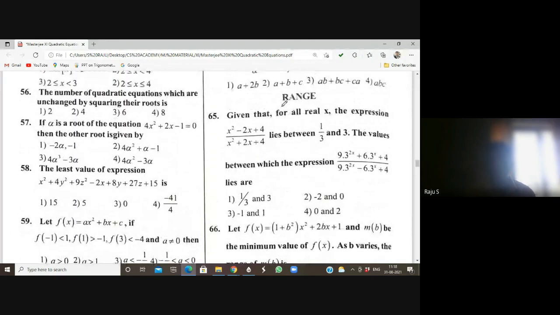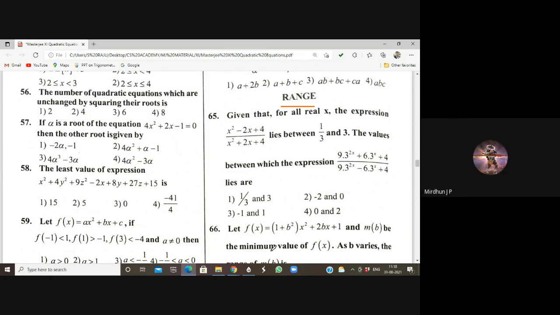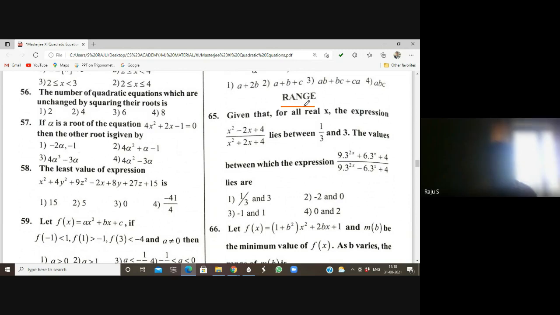Coming to the range, I think we completed. Range, whether we completed or not. Students, did we complete the range of this? I think no. Yes or no? No, sir, we did not do so. Okay, range.